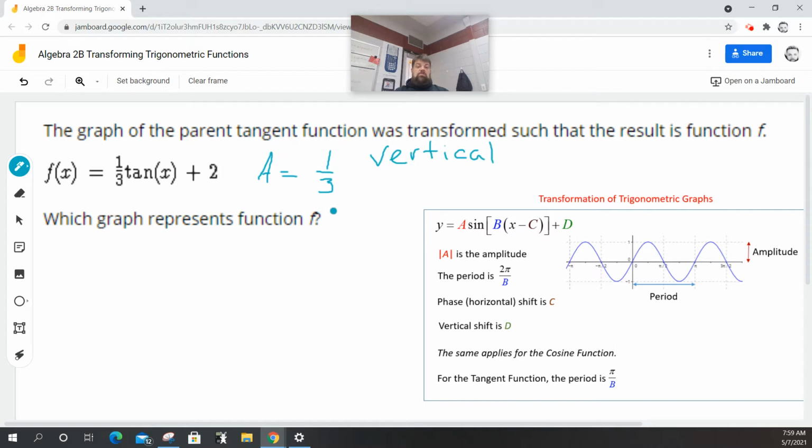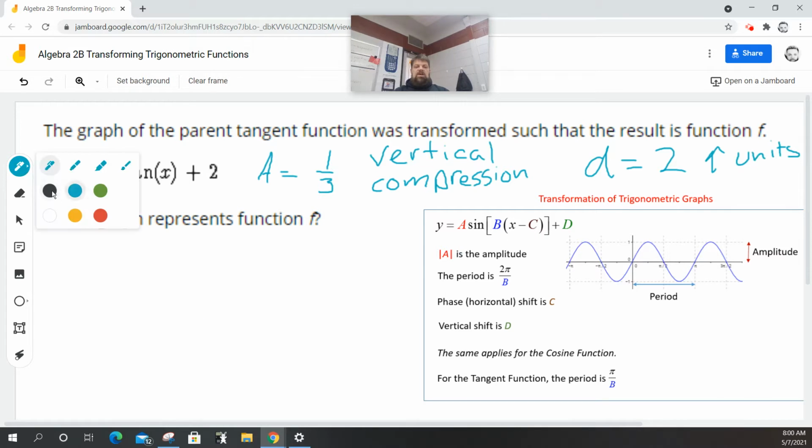compression or stretch. So basically, if my y value was 3, when I multiplied it by 1/3, now my y value becomes 1. So that means this is a vertical compression. So whenever it is a fraction between 0 and 1 or 0 and -1, it's a compression. It's a vertical compression. And then d is equal to 2, so that means you're going to shift it up 2 units, right?